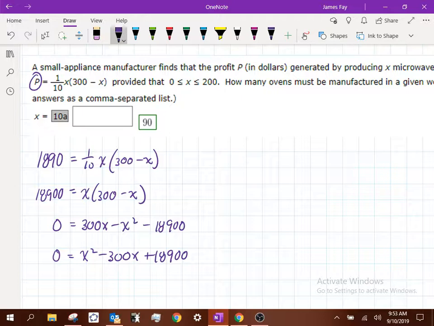Okay, so I don't know maybe what the best approach is here to find 2 numbers that multiply together, give me that, and add to give me that. But as you go through that process, you're going to find out that 90 will work. Okay, and then what's the other one? Got to be 210.